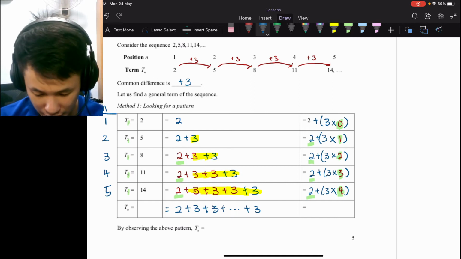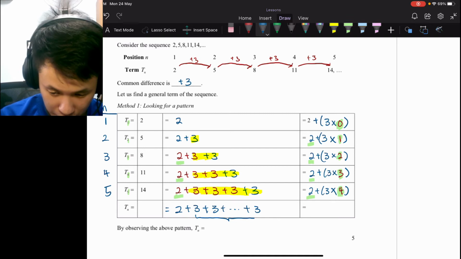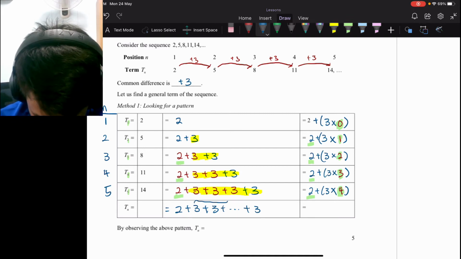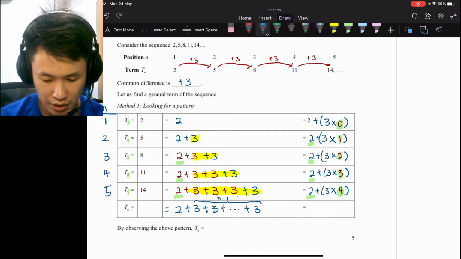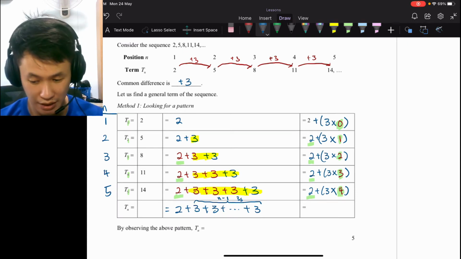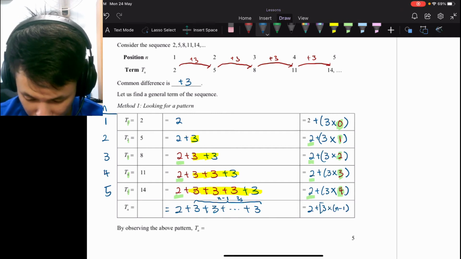Okay, but there's a lot of 3's that I don't know, but in total, I'm adding n minus 1 3's. Is that just 2 plus 3 times n minus 1?